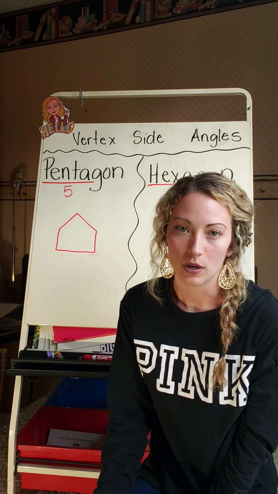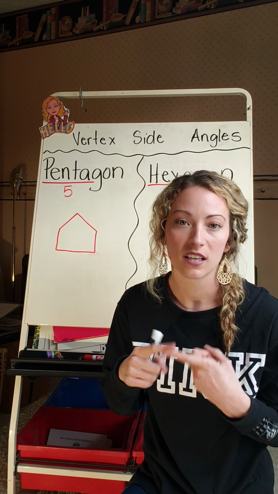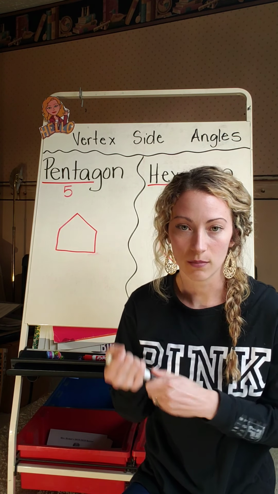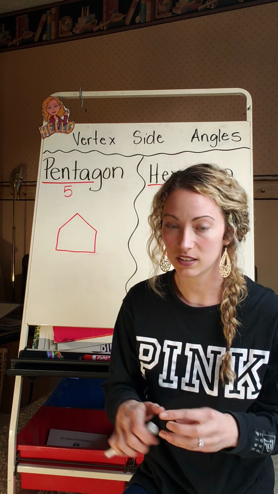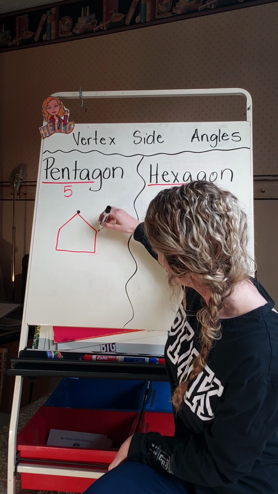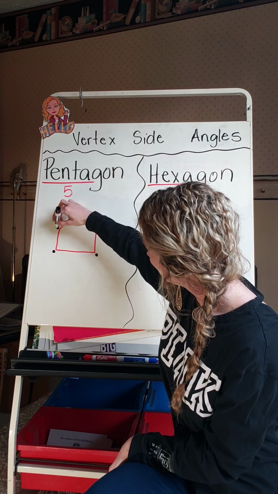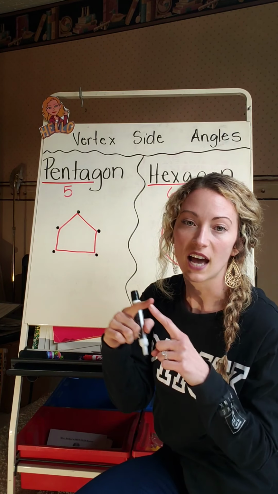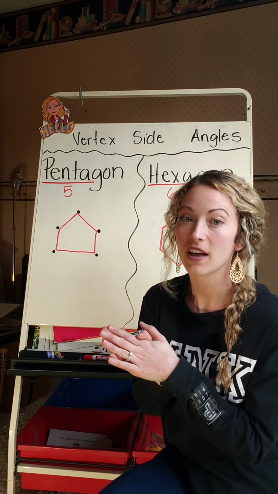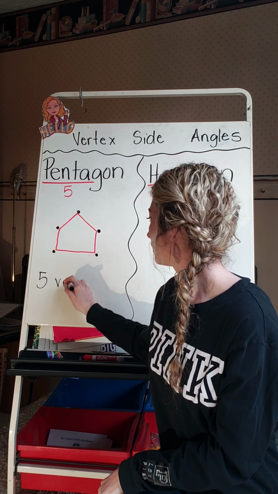What I'm going to show you to do is how to find the vertices, so the vertex points, the sides, and the angles. So the pentagon, five-sided shape, I'm going to show you where all the vertices are. So remember, the vertices are the corners of the shape. So how many do we have in a pentagon? We have five. So five vertices.